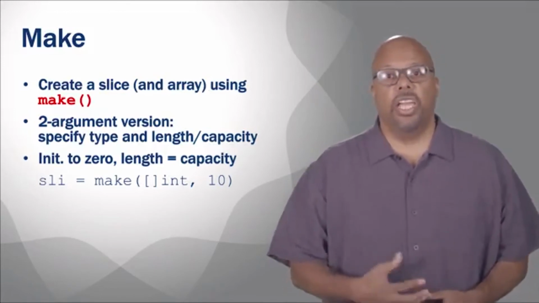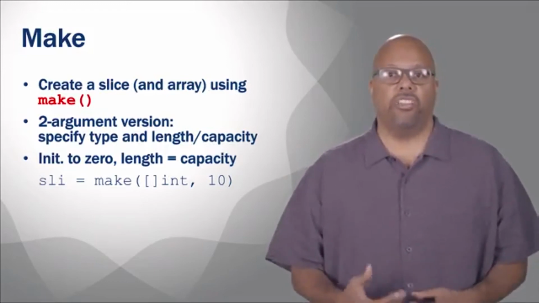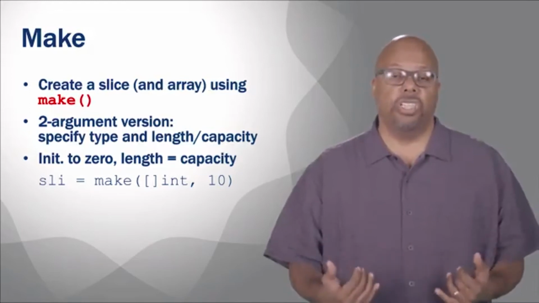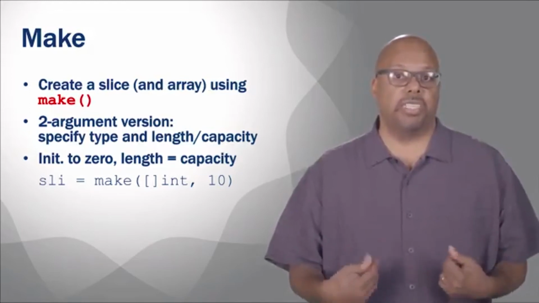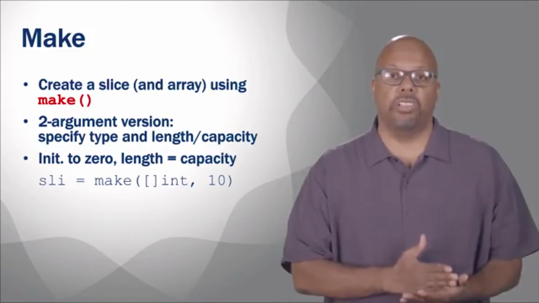So you can see here SLI equals make. We say bracket int to tell the type, and then 10. Since I gave 2 arguments, it figures okay, length and capacity are the same. So the underlying array is the same size as the slice, and the slice starts at the beginning of the underlying array.